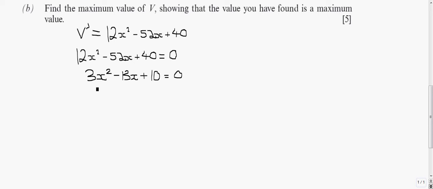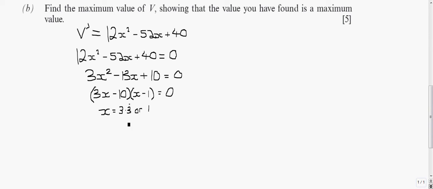And then we're going to factorize this. So we're going to have 3x minus 10 and x minus 1 equals 0. So x equals 3.3 recurring, or 1.